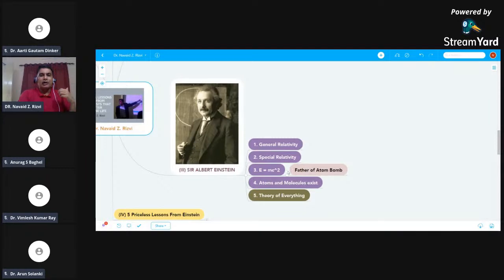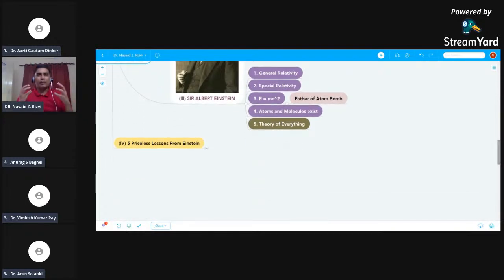Another important thing Einstein developed is the atom and molecule existence. He put drops of water, and in drops of water he found some jiggling particles rotating inside, and he called that atom and molecule. So the upper umbrella is the molecule, and inside the molecule we have atoms, right? And they have different patterns in different materials. And then he tried to give the theory of everything.